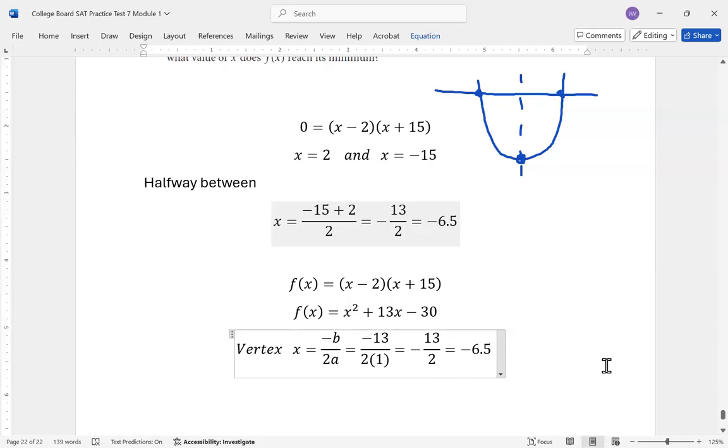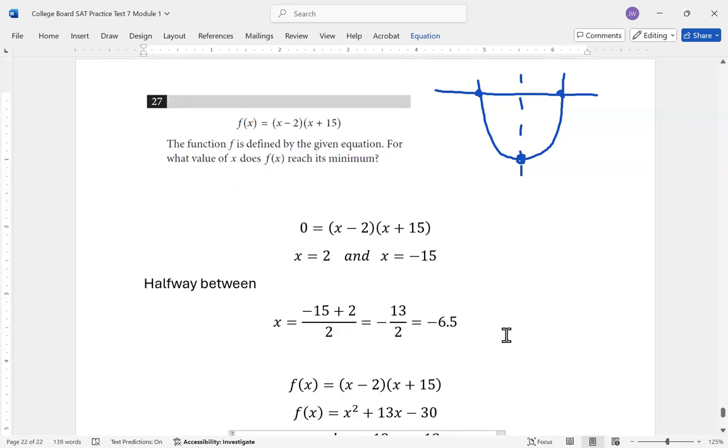It turns out the test is fine with both of those. Both of those answers will work. So negative 13 over 2 or negative 6.5 is the answer to question 27. And we've seen here 2 ways to get that answer.